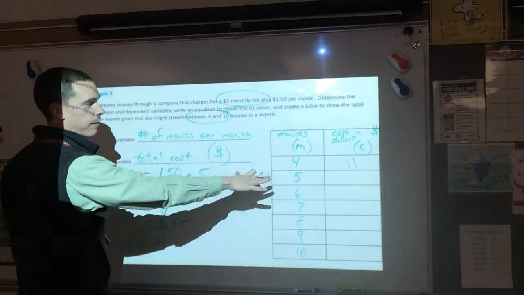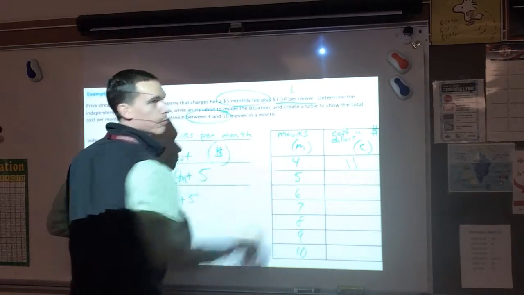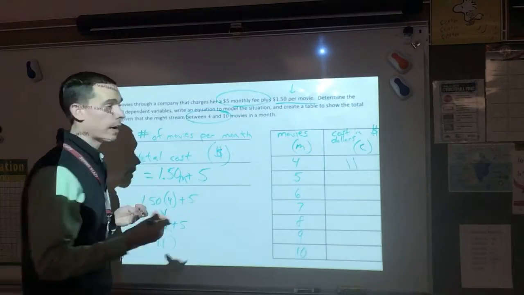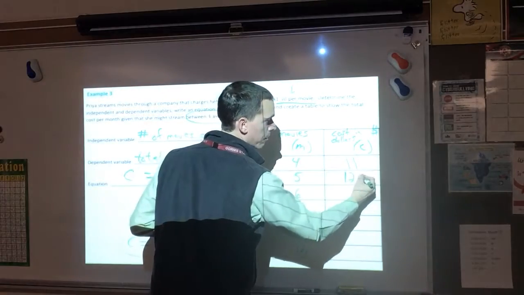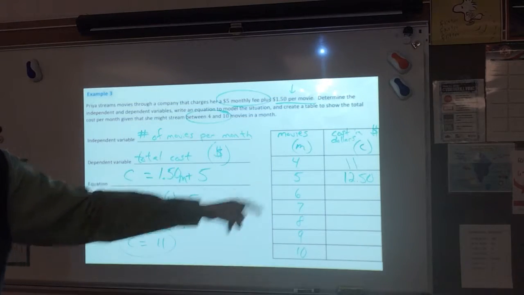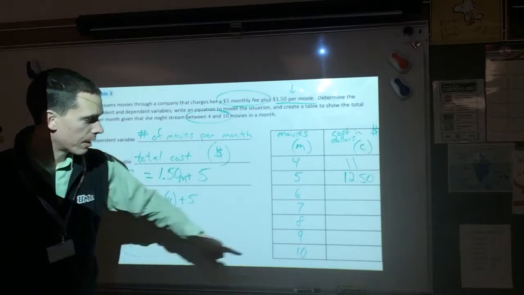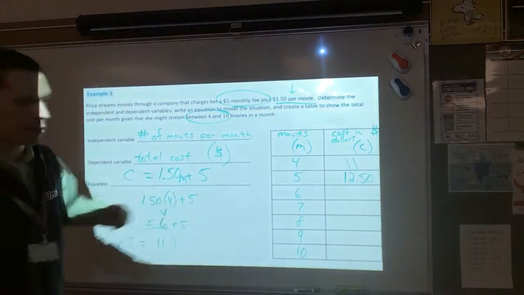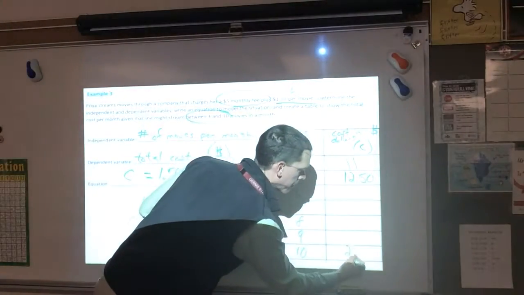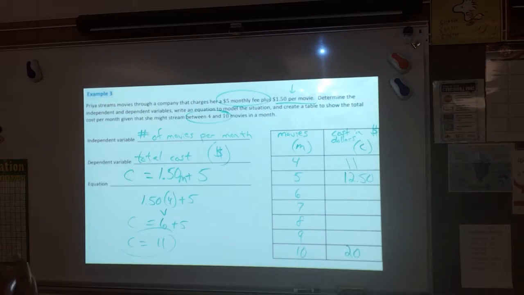What about movie number 5? Each one costs $1.50 per movie. So we can increase by $1.50. Makes our life a lot easier. Just add $1.50 to the next movie. So 5 movies, $12.50. And keep going through that until you get all the way to the 10th movie. In the 10th movie, we will get $20.